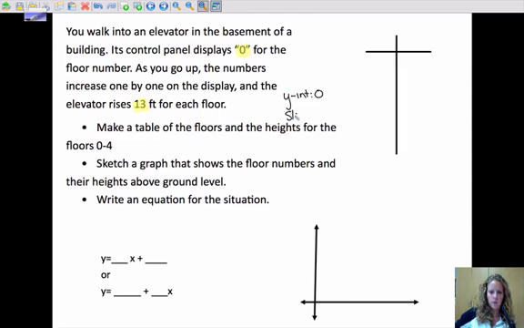Okay, and then my slope is 13 because I'm growing 13 feet for each floor. So if I make a table over here, my floors and my height, at 0 floors, I'm at 0. At 1 floor, I go up 13 feet, so I'm at height 13. At 2, 13 plus another 13 is 26. At 3, 26 plus another 13 is 39. And then 4 would be 52.